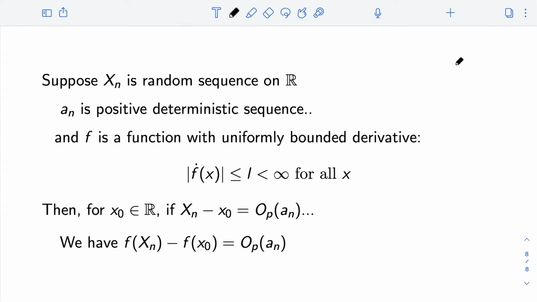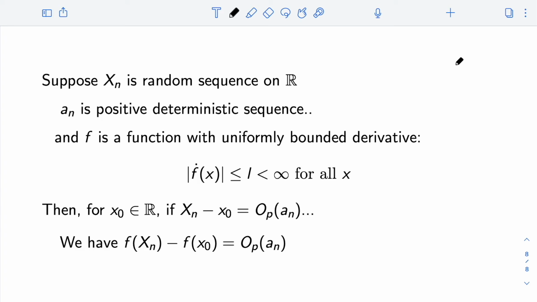For the final exercise, we are going to imagine that we have a sequence of random variables on R. We are going to imagine that this sequence converges to a point x0, and that it converges to that point at a rate no slower than an. So an will be a positive deterministic sequence.